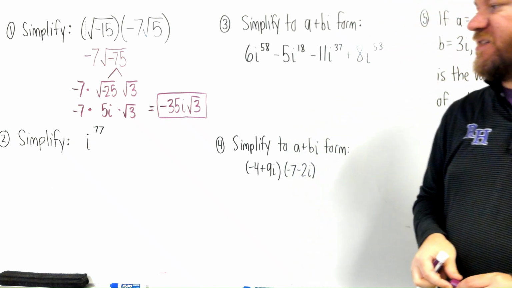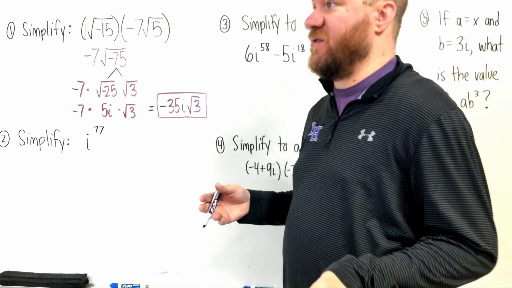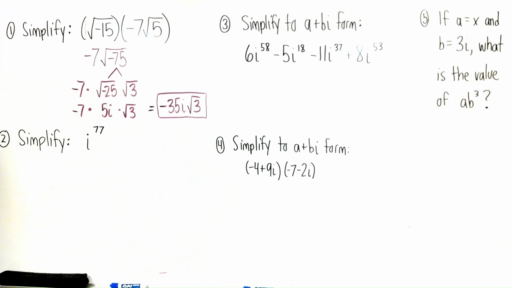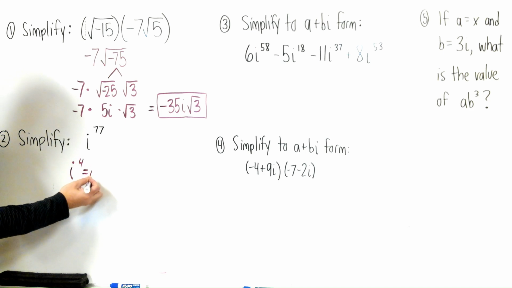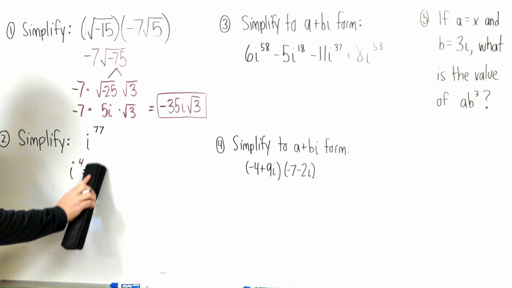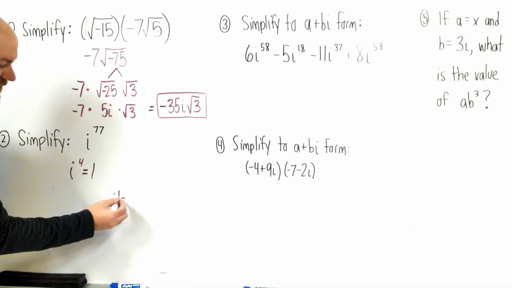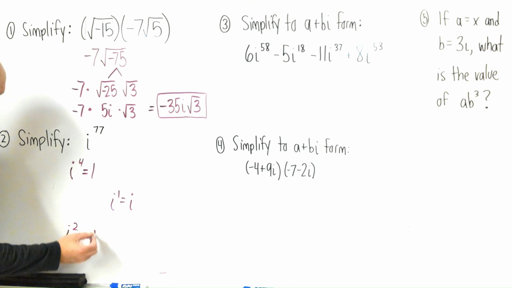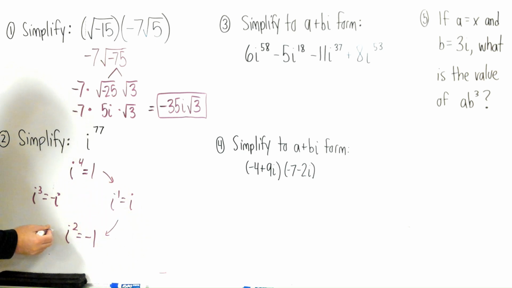All right, question number 2 says simplify i to the 77th power. It's kind of weird to just give us an exponent that's so large, but if we can remember these 4 facts, we will be able to do any i exponent problem. The 4 facts are: i to the 4th is 1. i to the 1st is i. We can't solve that. i to the 2nd is -1. And i to the 3rd is -i. I'm going to put little arrows between all of these.